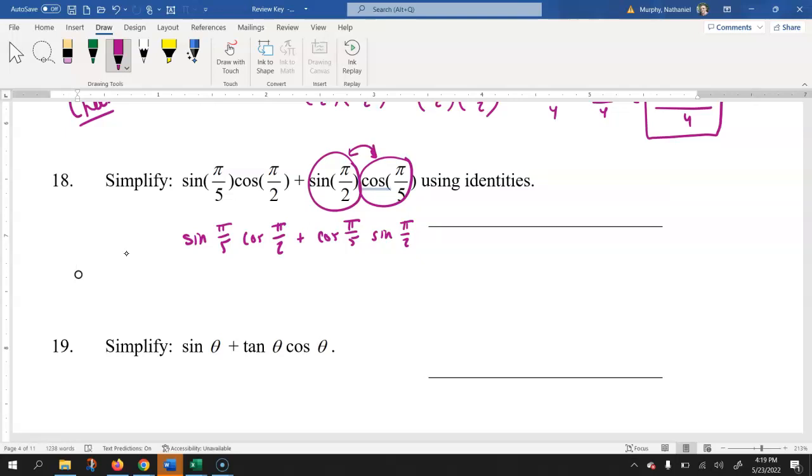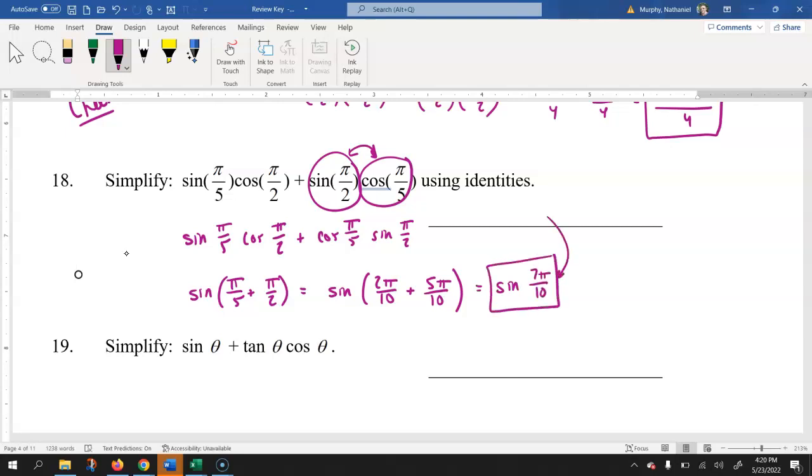Sine, cosine, cosine, sine. So this is based on the sine sum formula. Our values for theta would be pi over 5 and pi over 2. So let's change that so we can combine those to get a single value for theta. So you want to get a common denominator. It looks like the common denominator would be 10. So those would be 2 pi over 10 plus 5 pi over 10. So now we can combine those. So our answer would be the sine of 7 pi over 10. That's your answer for number 18.